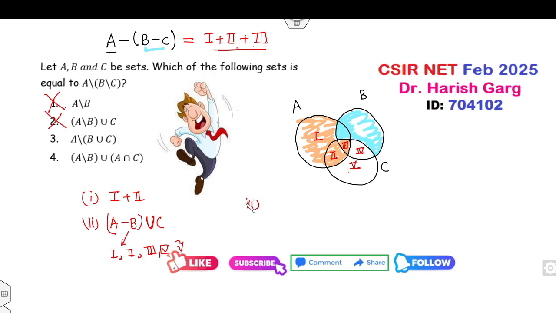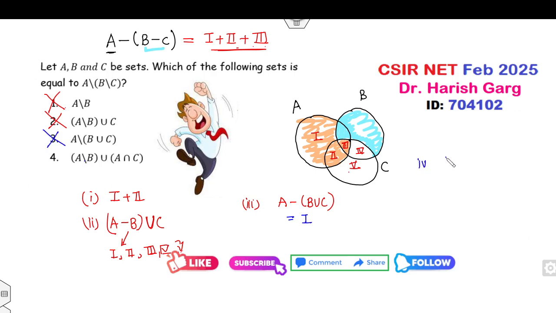Look at the third option. A minus (B union C). If you look, this is my A. What is B union C? And if you subtract, A minus (B union C) gives you only 1. But I need 1, 2, 3. So that option is cancelled.